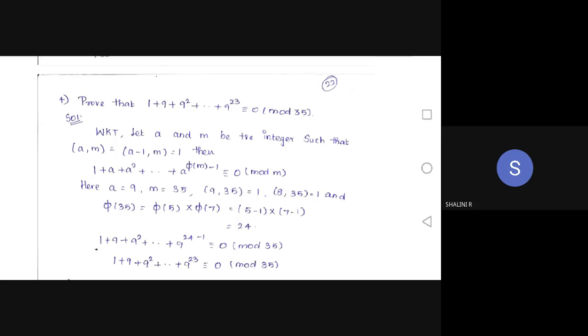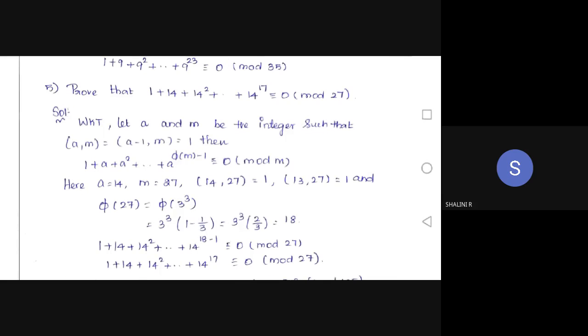So we'll move on to the next problem. Prove that 1 plus 14 plus 14 square up to 14 to the power 17 is congruent to 0 mod 27. This problem can also be proved by using the corollaries. We know if A is relatively prime to M, then A minus 1 is also relatively prime to M.